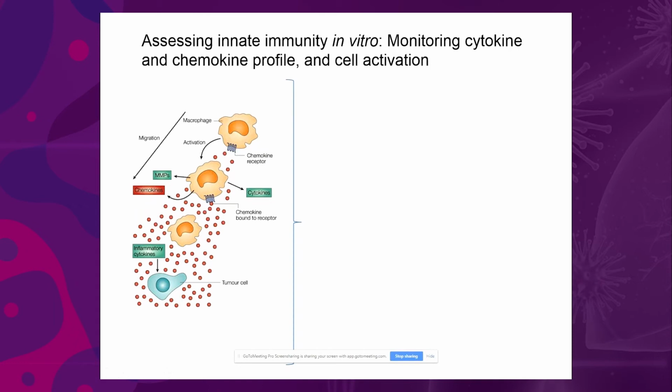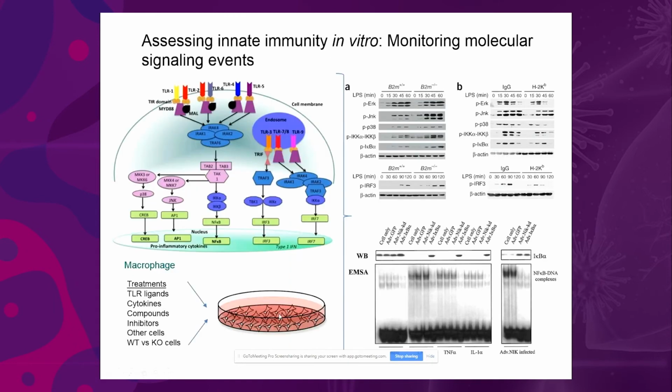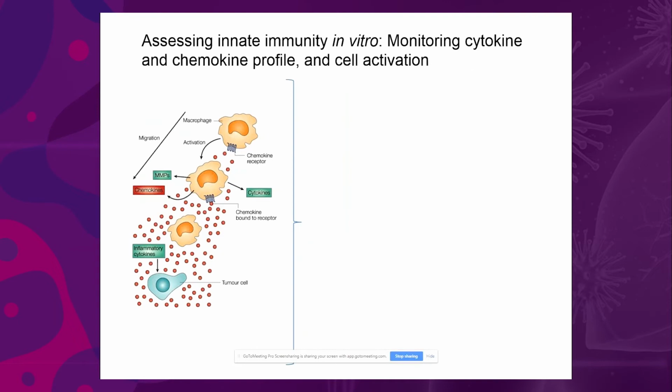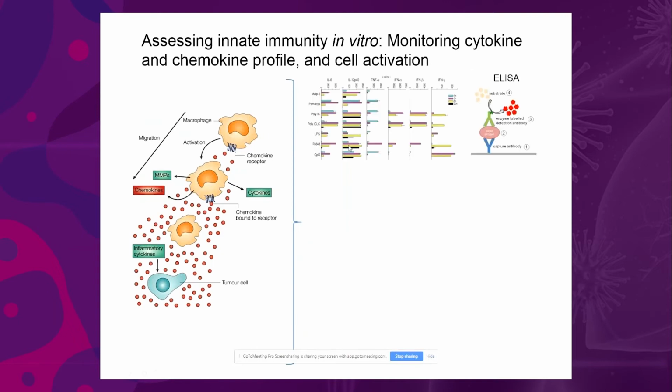So in the cultures that I just showed you, we can collect supernatants, which can then be examined for the expression of cytokines. First of all, by ELISA, if you have enough supernatant and if you repeat the experiment sufficiently, you can do as many ELISAs as you want.